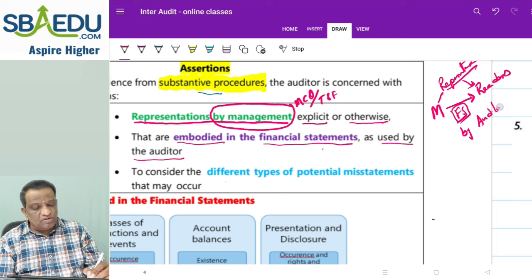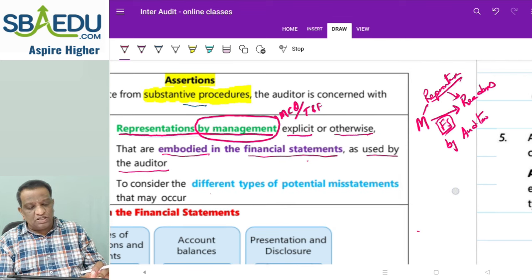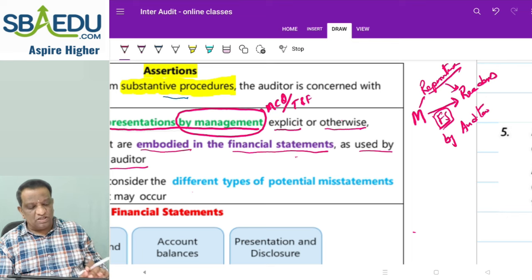Why is the auditor reviewing? The auditor is reviewing to express his opinion. So in the financial statements that are used by the auditor, management is trying to make some representations. Now, when I say management is making representations, are they being vocal about it, or are the representations explicit all the time? Not necessarily. Some of the representations are explicit, some are implicit. That is what we call otherwise.